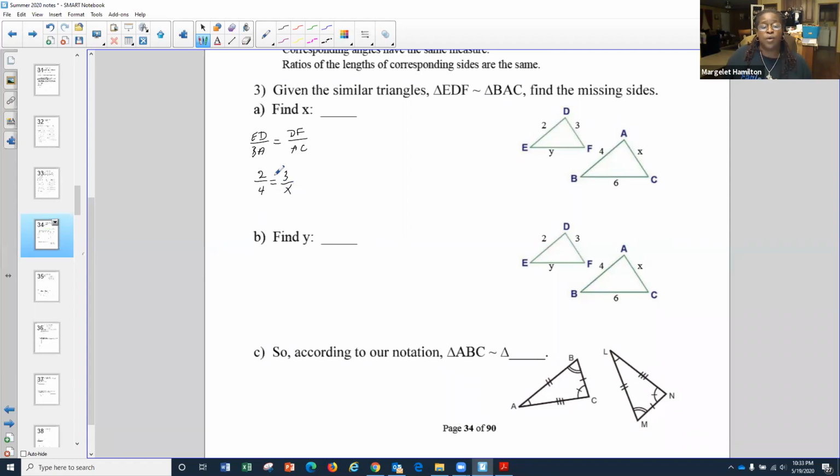Now, I'm going to cross multiply so that I can solve for my x. Here I am cross multiplying. 2 times x is 2x. 3 times 4 is 12. Then I can divide by 2 to get my x by itself. And I get x equals 6.